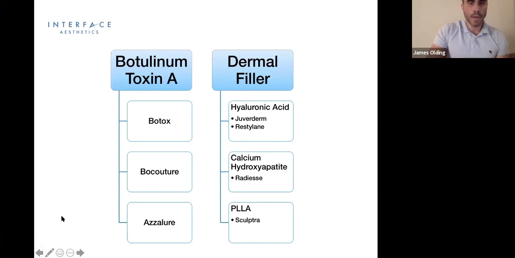So looking to the presentation again. Talking about the two main aspects of injectables, we had botulinum toxin A and dermal filler. Now, as I say, the desire is to go into the detail of all of these, and we could talk for hours about each of them. But today is meant to be an overview, and as we go on later in your training, you can find out more about each of them.